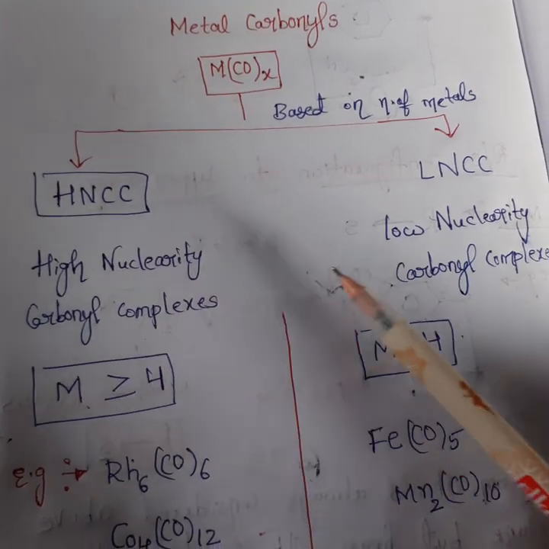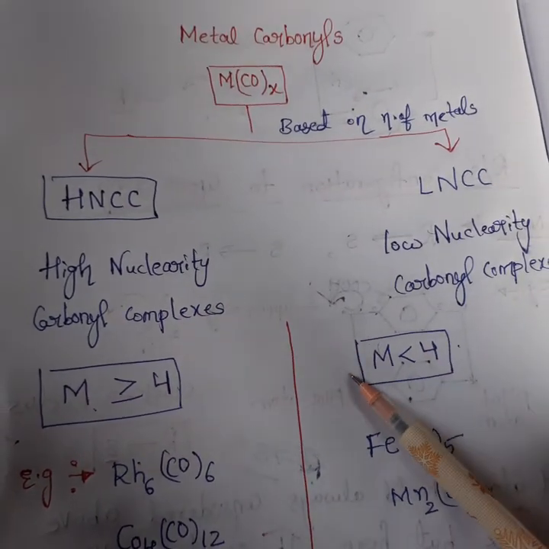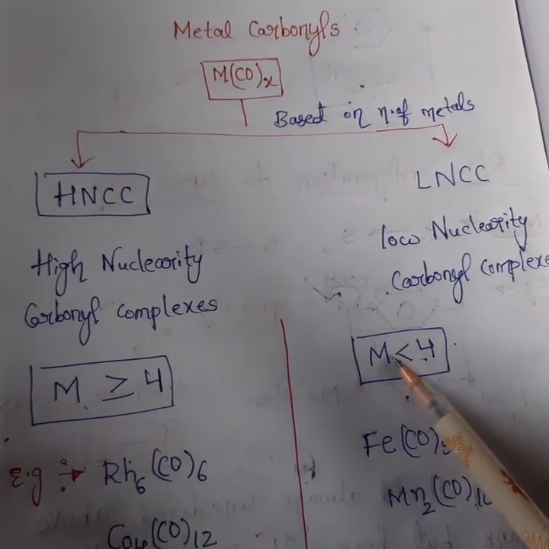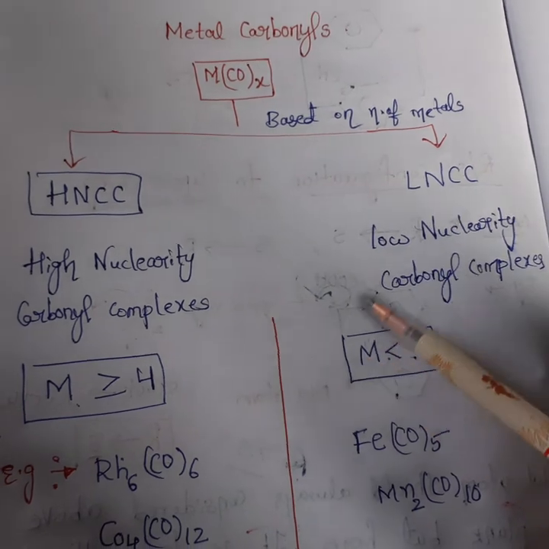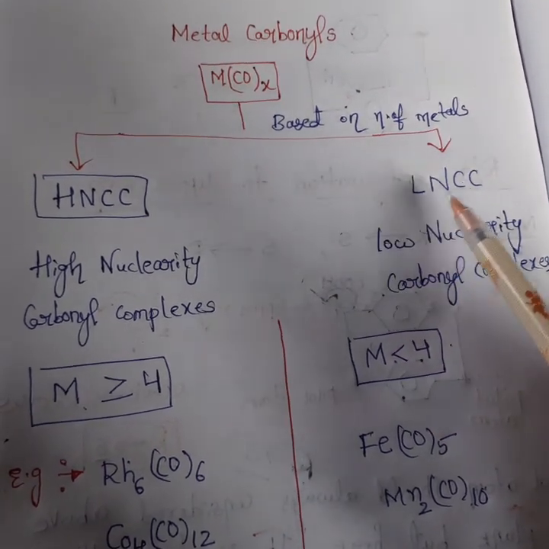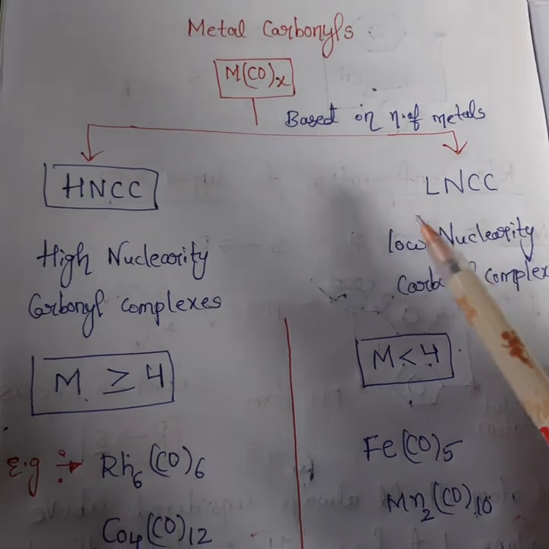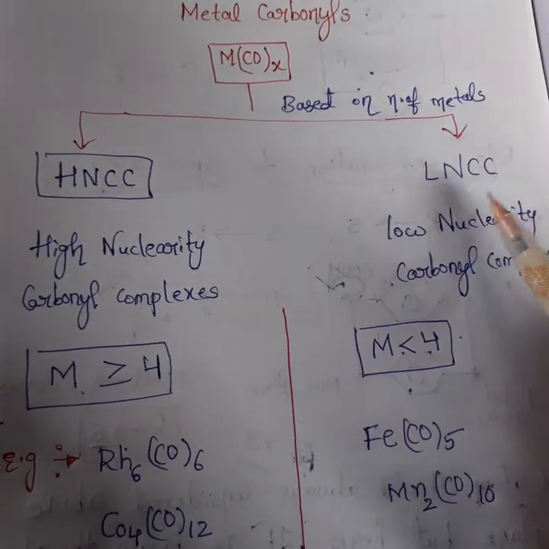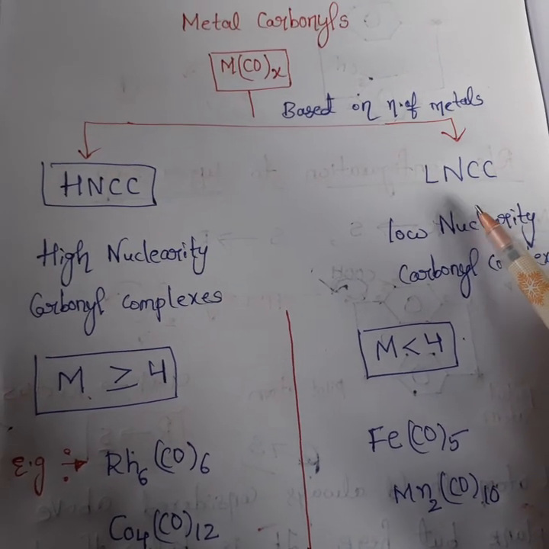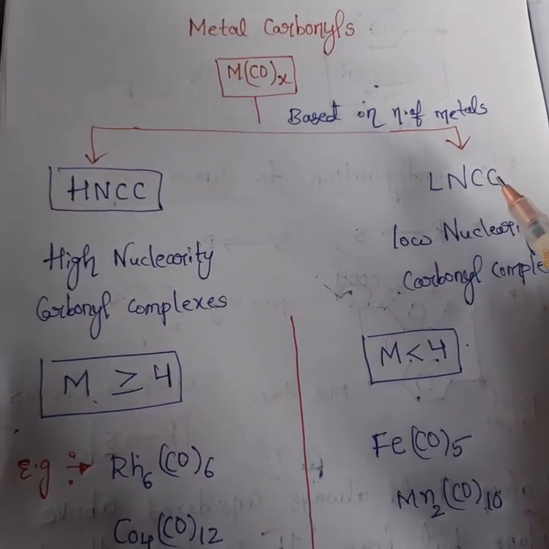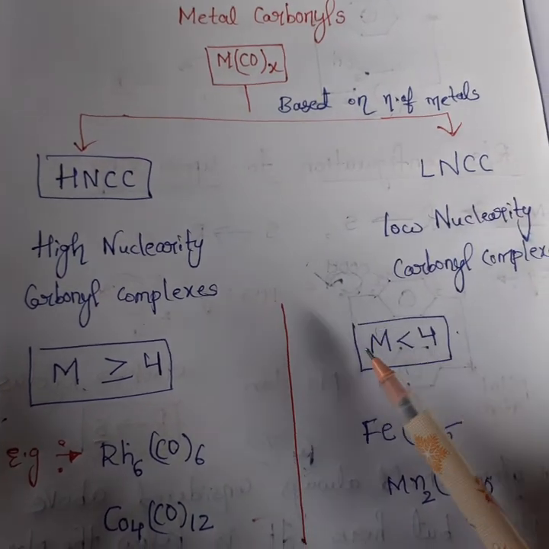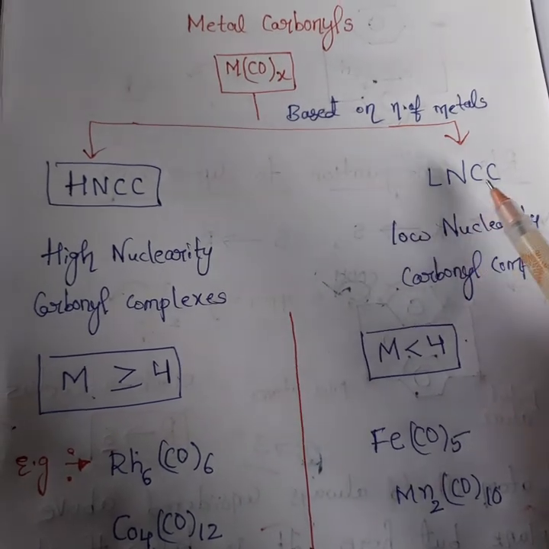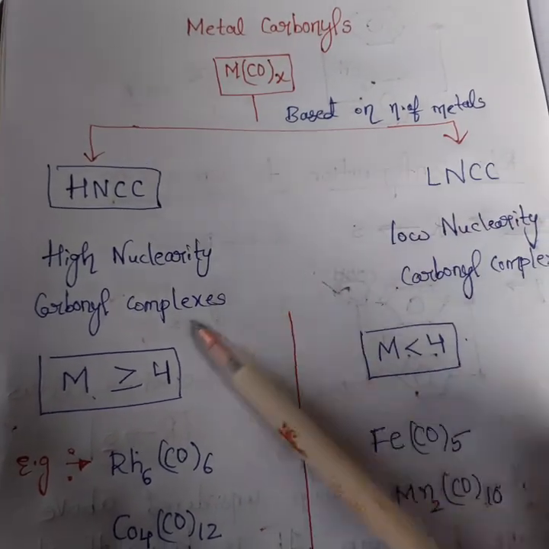Next, if the number of metals is less than 4, then they are considered as low nuclear carbonyl complexes. In a particular complex we just have to count the number of metals. If we find the number of metals is less than 4, then those complexes should be called low nuclearity carbonyl complexes. I hope you understood.